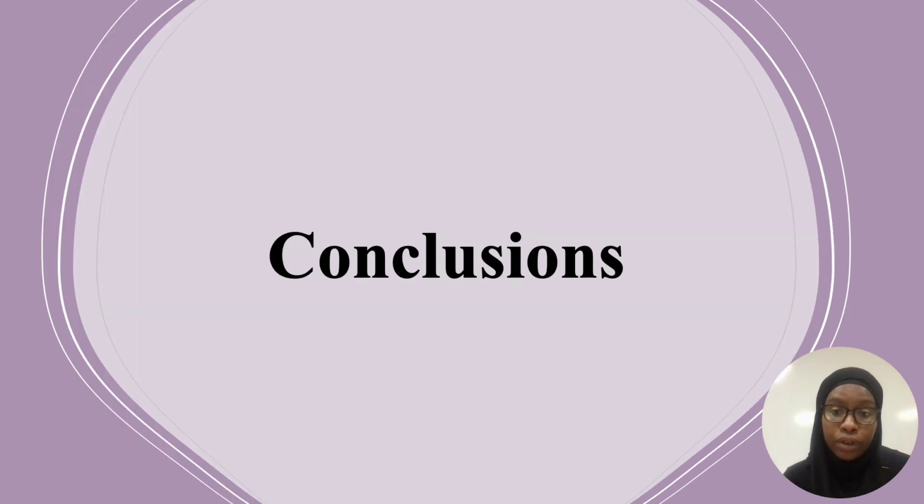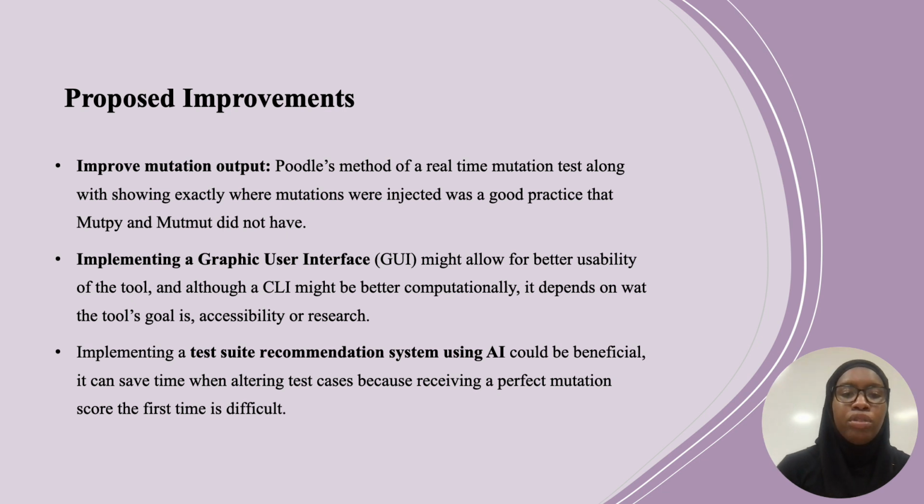We will now go over some of the conclusions. Here are some of the improvements I proposed. One of them would be to improve the mutation output. Poodle's method of a real-time mutation test, along with showing exactly where mutations were injected, was a good practice that MutPy and MutMut did not have. This will allow for easier readability of code and the exact test suites that need to be improved, because if not, it'll have somebody going in blind to their test suites, and it's just not very helpful.